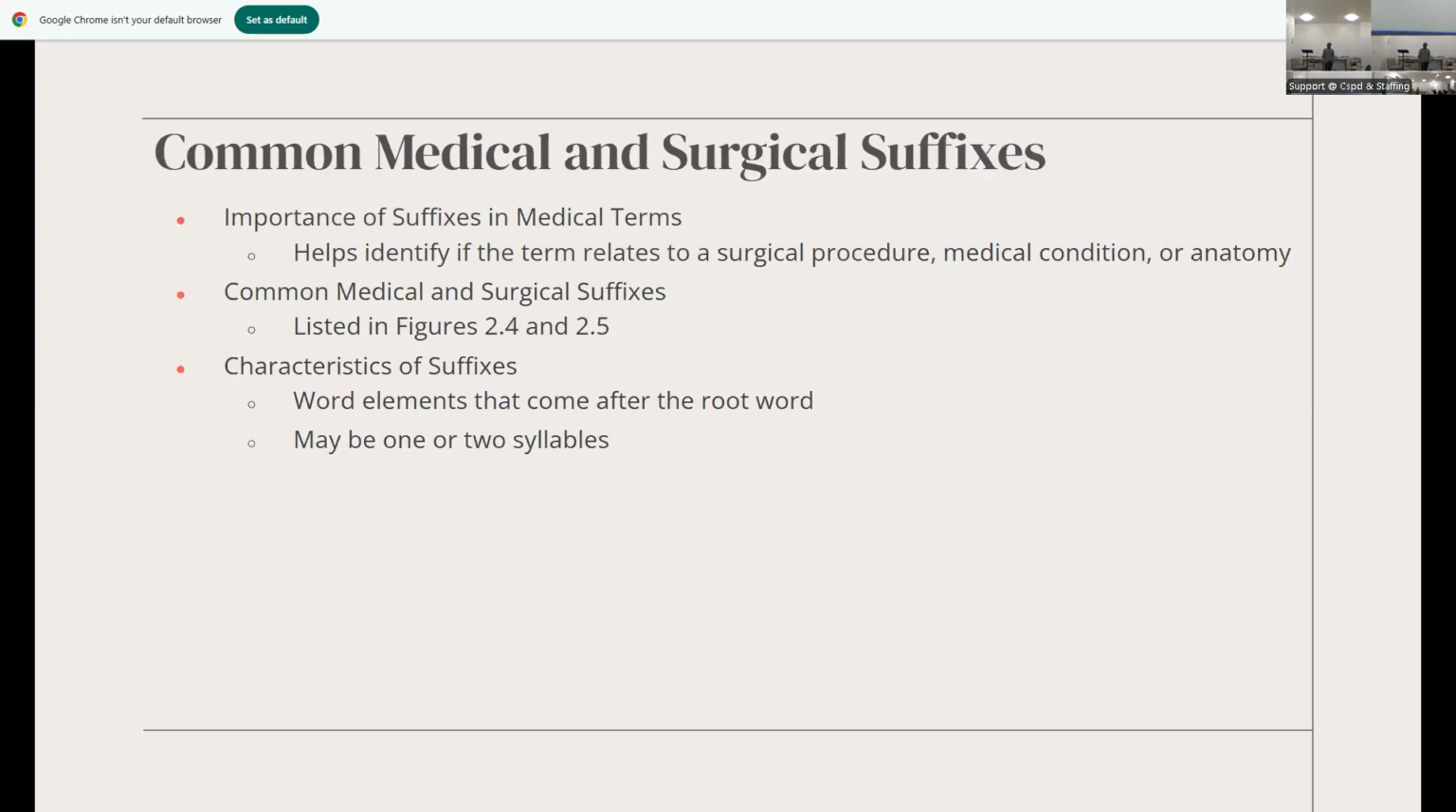Common medical and surgical suffixes. So, importance of suffixes in medical terminology: they help to identify if the term relates to a surgical procedure, medical condition, or anatomy. Common medical and surgical suffixes are listed in figures 2.4 and 2.5. Tell me your book. Figure 2.4 and 2.5. We are looking at our suffixes.